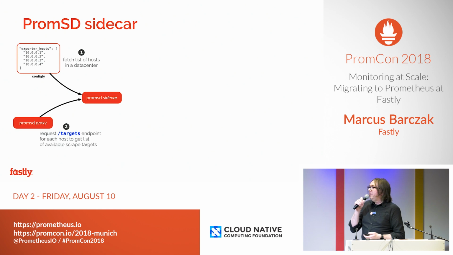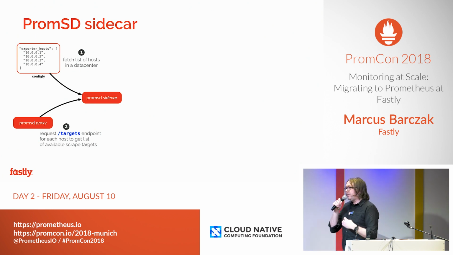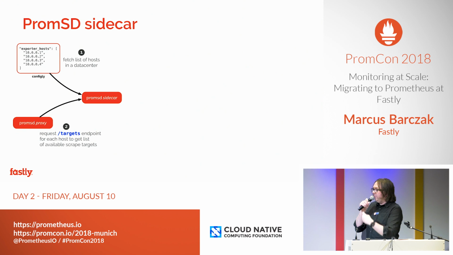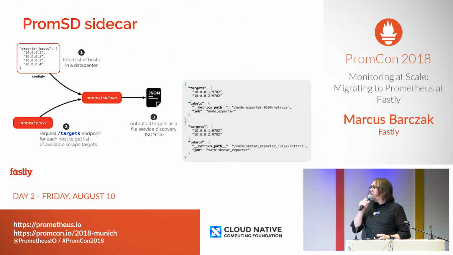Once it has that, it then iterates over those and asks the proxy that's running on each machine, which is the other component of this, tell me all the targets that you know about. So we have these two data sources now: here are all the IP addresses, and for each IP address, the list of all of the targets available on that system. From there, it generates a standard Prometheus file service discovery JSON file with the compiled configuration.